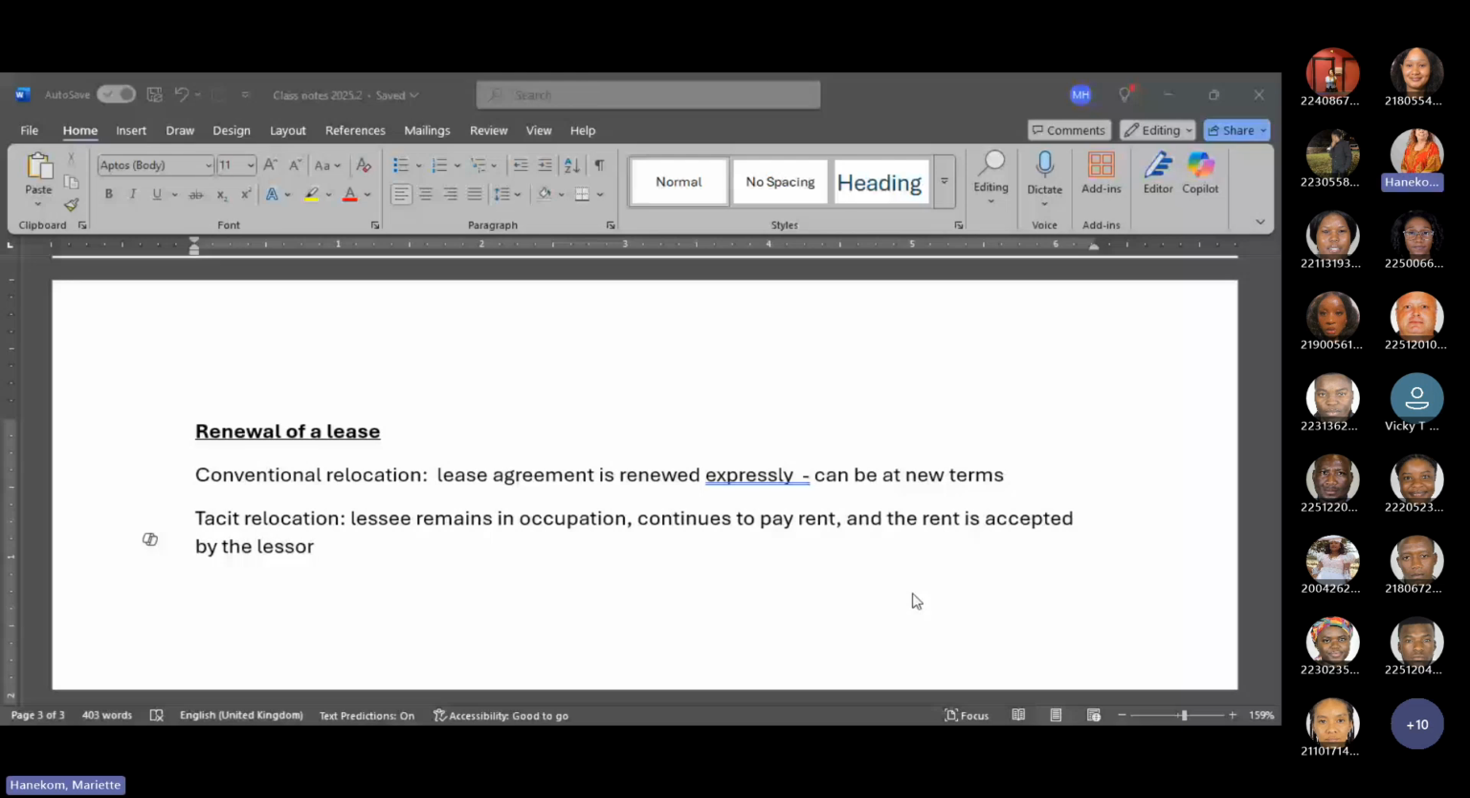And the landlord accepts your new payment. So if your lease agreement expired at the end of December, but in January you stay there and you pay the rent for January, and the lessor accepts this, this is an implied renewal of the lease agreement, known as a tacit relocation.